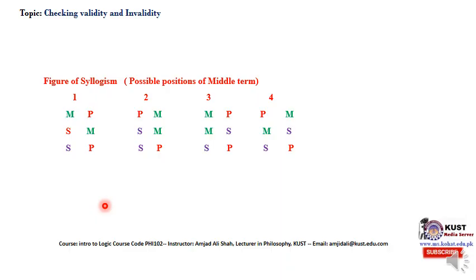So these are the figures of syllogism. We have four different figures of syllogism, which is actually the position of the middle term. This is figure 1, in which the middle term is at the beginning of the first premise and at the end of the second one. This is figure 2, and this is figure 3. The difference between figure 2 and figure 3 is that in figure 2 the middle term is at the end of both premises, but in figure 3 the middle term is at the very beginning of both premises. And this is figure 4.